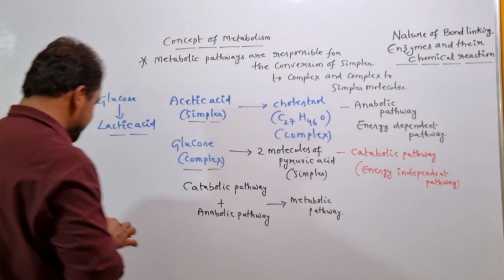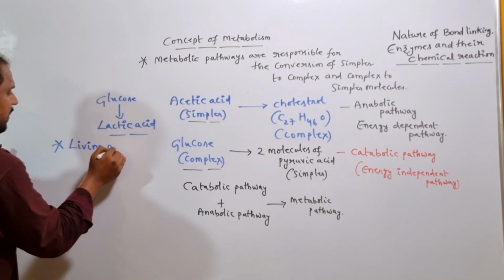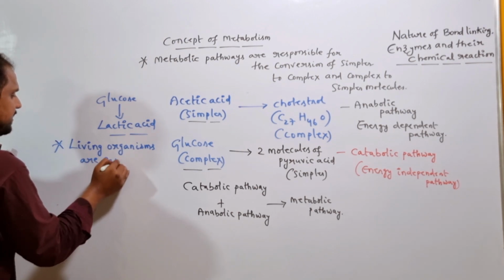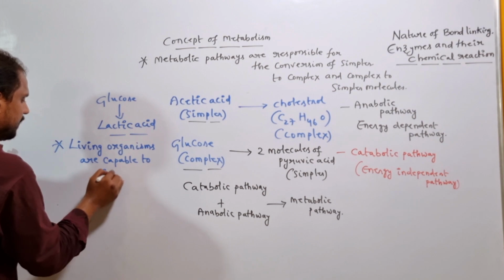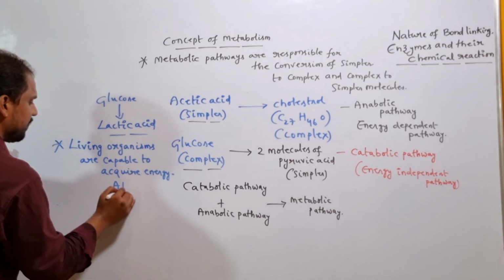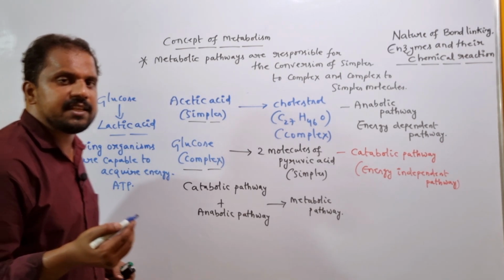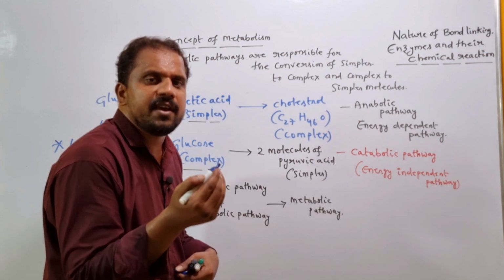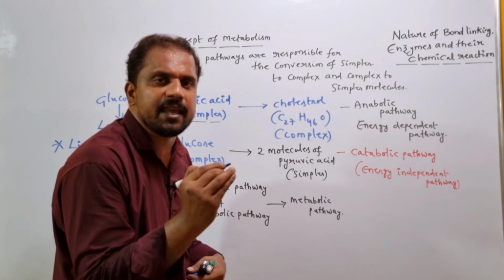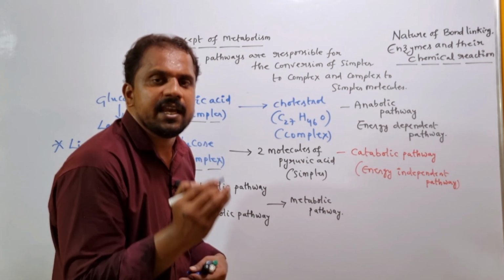So living organisms are capable to acquire energy in the form of an energy currency, which is nothing but what? Adenosine triphosphate. Then in your higher classes, you will be studying how living organisms trap energy, what various strategies they have evolved, how they store the energy by forming chemical bonds, and how they obtain the energy by breaking the chemical bonds.